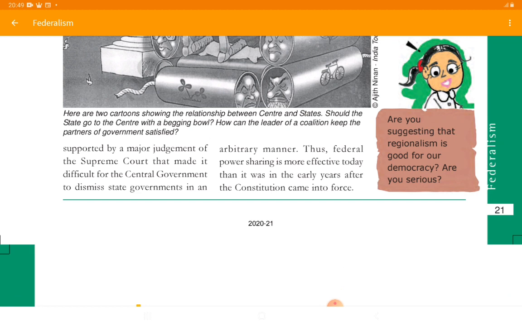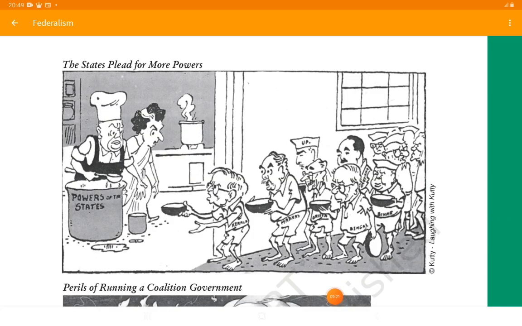So this we see, and here some cartoons are given. The first cartoon you can see is how the states are pleading for more powers. Kerala, Madras, Odisha, Bengal, Bihar. These state governments are all demanding power from the central government. So the first cartoon shows the domination of the central government over the various state governments.